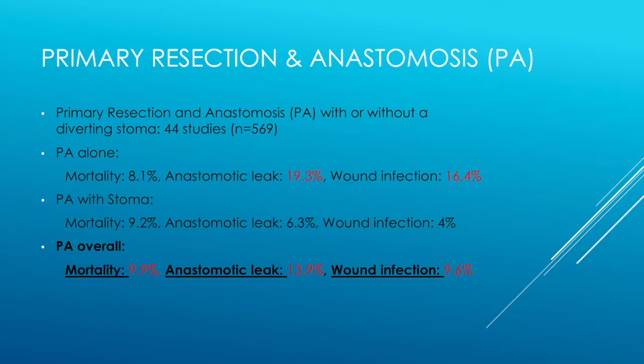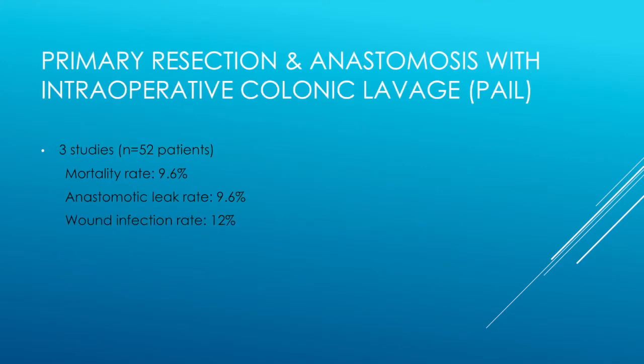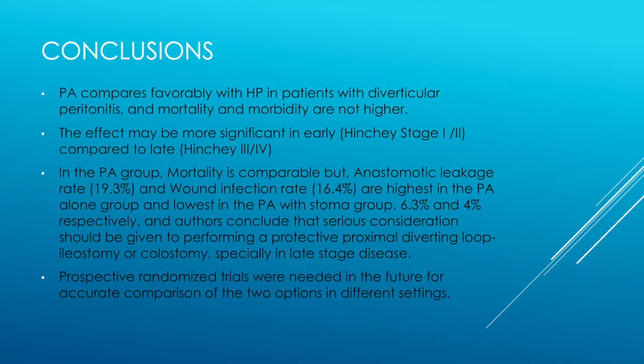Looking at primary anastomosis with or without a diverting colostomy or ileostomy, the mortality rate was about 10%, an anastomotic breakdown rate of 14%, and a wound infection rate of approximately 10%. In those patients that had intraoperative colonic lavage done, the rates were very similar, showing no clear-cut advantage to performing this additional step prior to primary anastomosis.